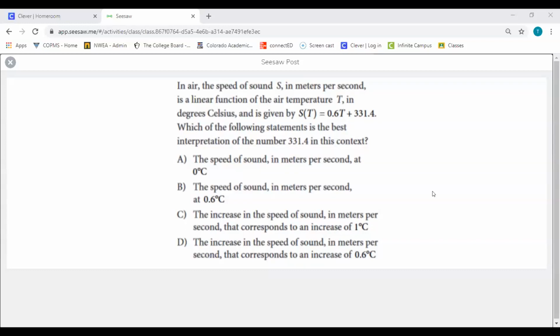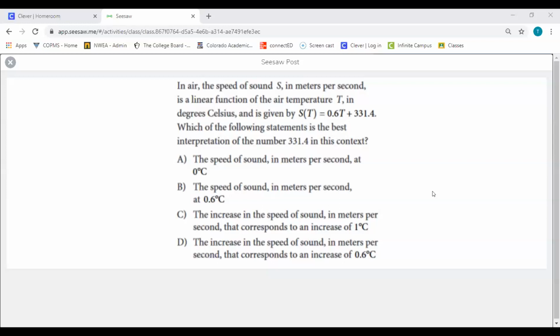But if you're looking at some of the other answers, B, the speed of sound in meters per second at 0.6 degrees Celsius. Well, 0.6 is our slope, so that's what we're increasing per one temperature increase. So that one wouldn't really make sense of what 331 is. Answer C, the increase in the speed of sound in meters per second that corresponds to an increase of 1 degree Celsius. That is actually referring to 0.6 there. So if we increase 1 degree Celsius, we are no longer at 331.4, we would be at 332.